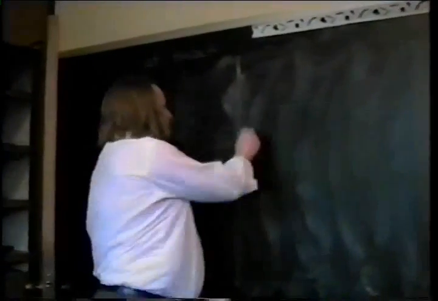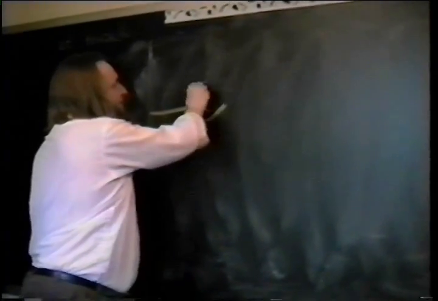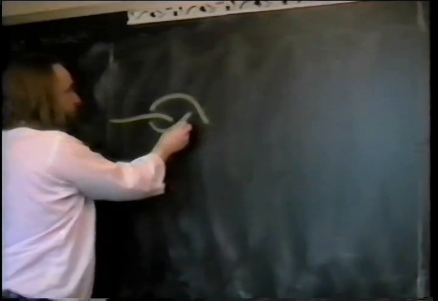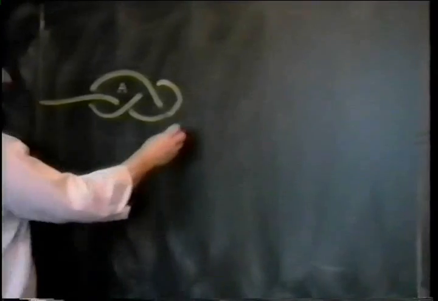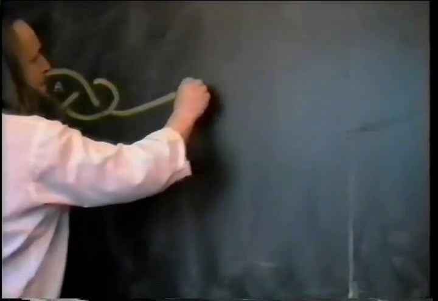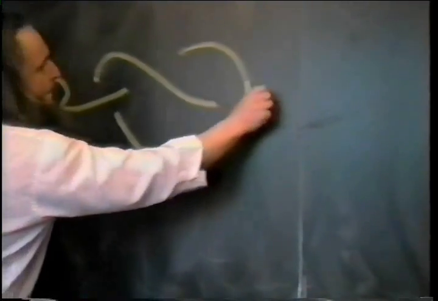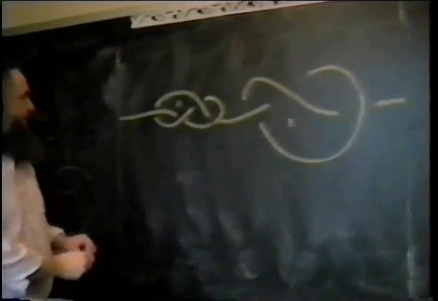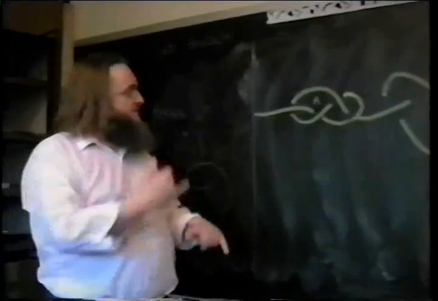So lots of people think 2 knots can cancel. So in other words, if you have a knot A and a knot B, and they're tied in the same piece of string, maybe you can just continuously move that string until it's all unknotted.